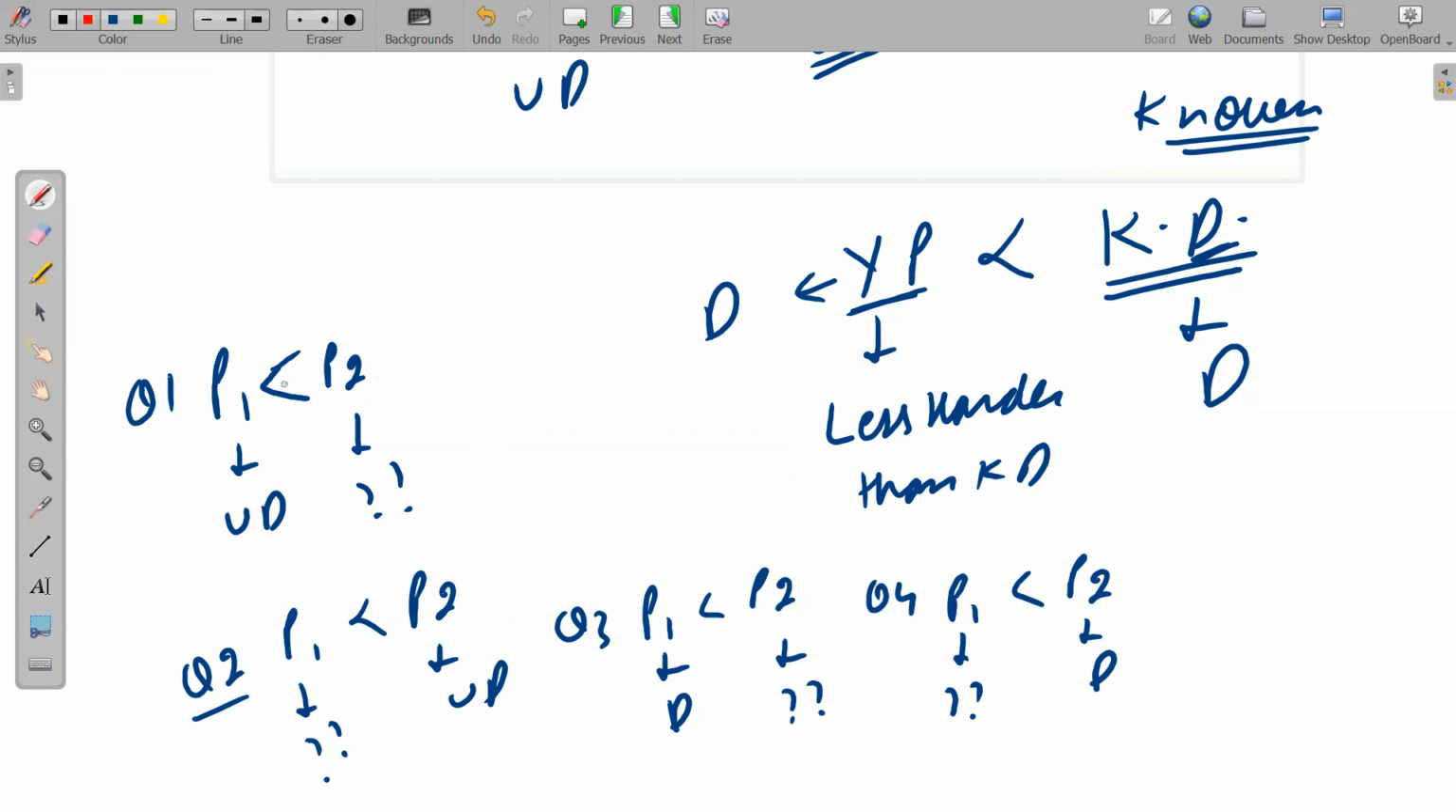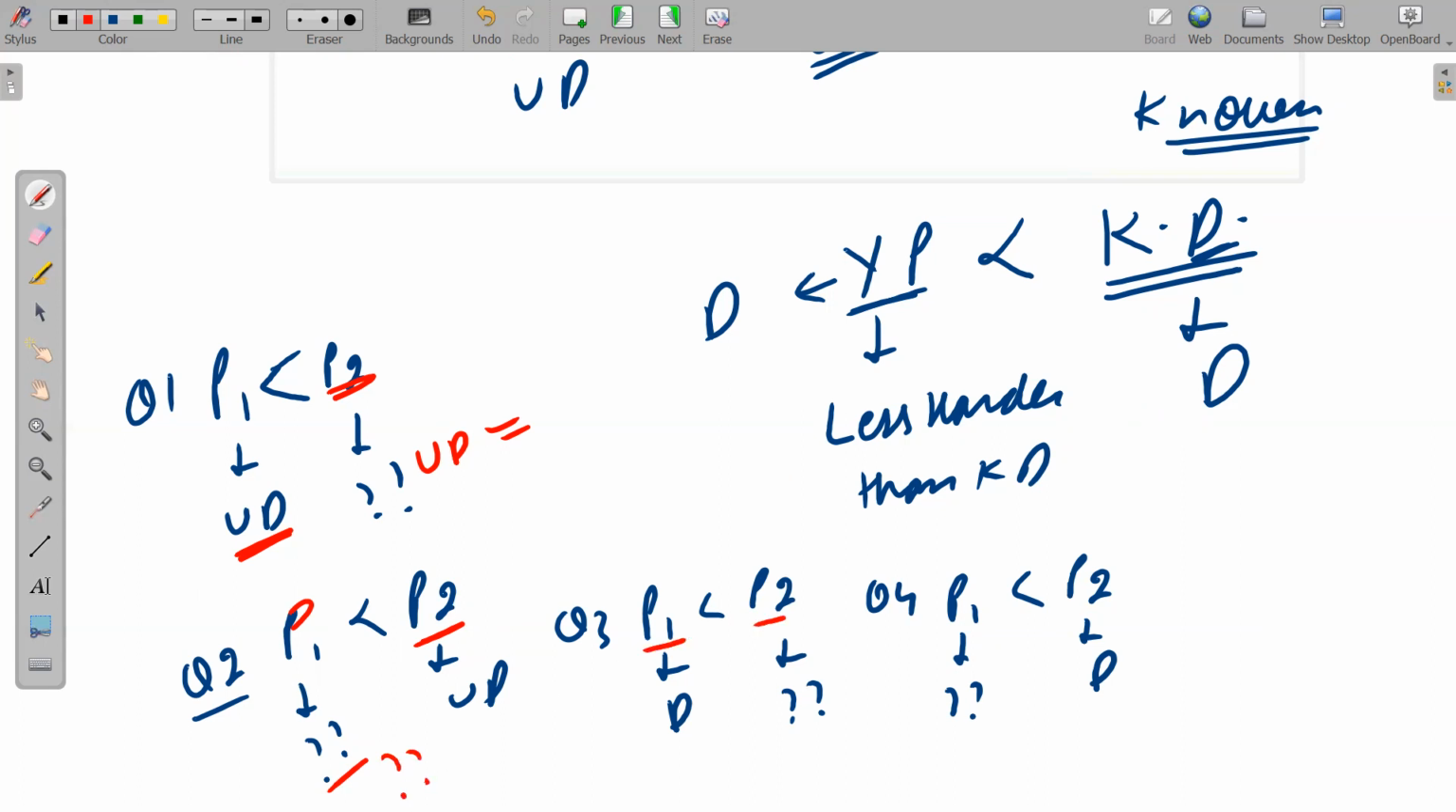Let me use a different color here. P1 reduced to P2, P1 is undecidable. P2 will be at least as hard as P1, so it will obviously be undecidable. Now see here carefully, otherwise it will trouble you a lot. P2 is undecidable and P1 is reduced to P2. What can you comment about P1? P1 will be less hard than P2. How much less hard? We do not know. So I cannot comment whether it is decidable or undecidable.